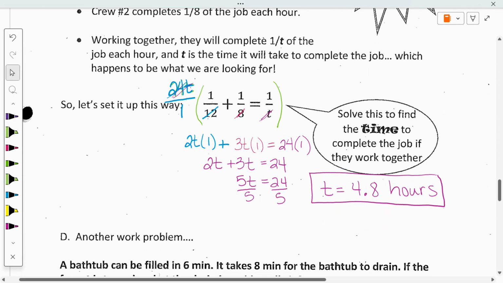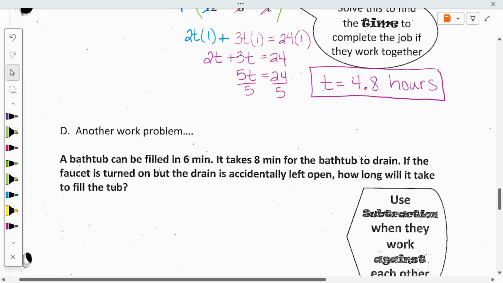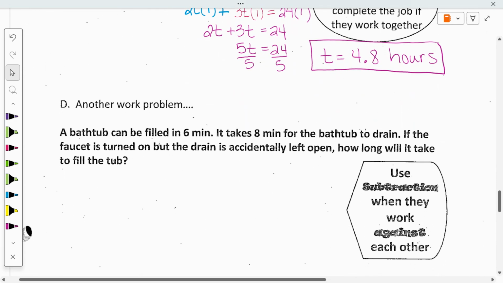Okay, another way to look at this, another work problem. A bathtub can be filled in 6 minutes. It takes 8 minutes for the tub to drain. So since we're draining the tub, do you think that we're going to add the two of these together or probably subtract them? So what's the work time for the first job? 6 minutes to fill. 1/6. Minus, how long does it take to drain it?